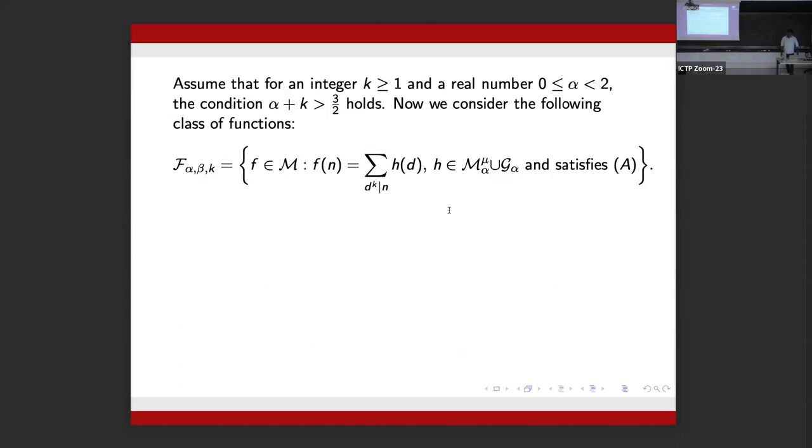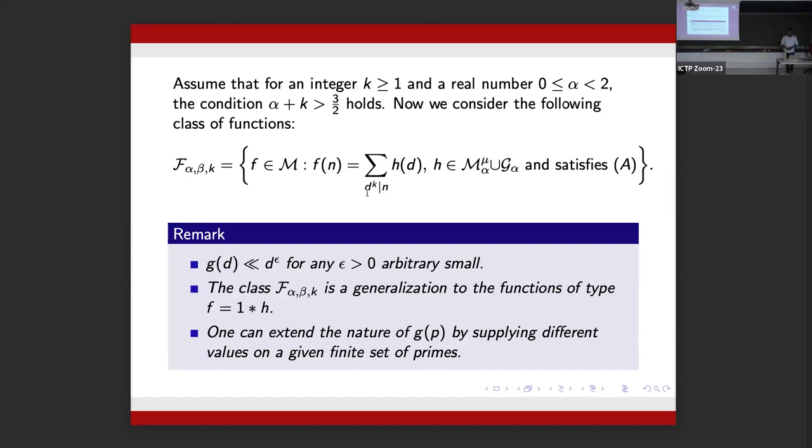Then we define a class with these restrictions: h belongs to the union of the two classes we already defined, satisfies property A, and has this nice convolution structure: f(n) is the sum over d dividing n of d_k(n/d) h(d). With this definition of g(d), we can take g(d) up to size d to the power epsilon. Our purpose is to include the generalized divisor function, which is why we define it this way. This convolution structure is a generalization of the one with h any multiplicative function.